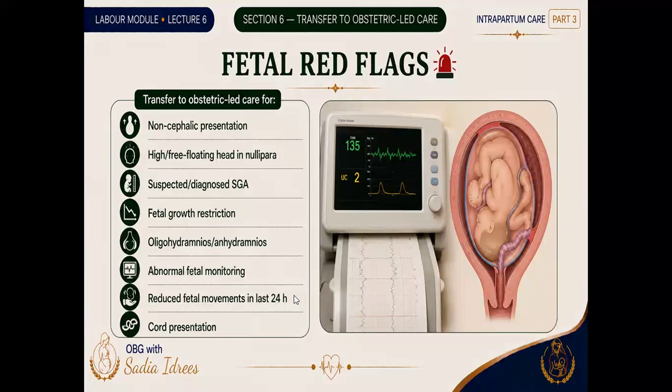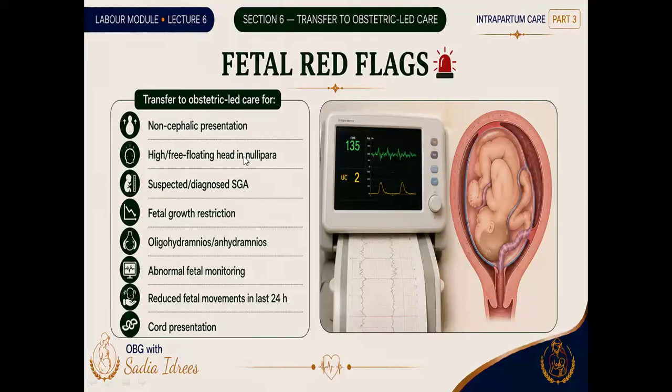Now let's move from the mother to the baby. Which fetal findings should make us consider obstetric-led care? Any point that comes to your mind, where if this fetal finding is present, care should be obstetric-led? First, a non-cephalic presentation. So if the baby is breech, transverse, oblique, or another abnormal presentation is suspected, this is no longer straightforward low-risk labor. Second, in a nulliparous woman, a high or free-floating head is a red flag. And I'll give you the exact number on the next slide.